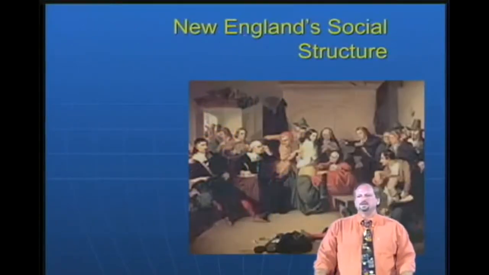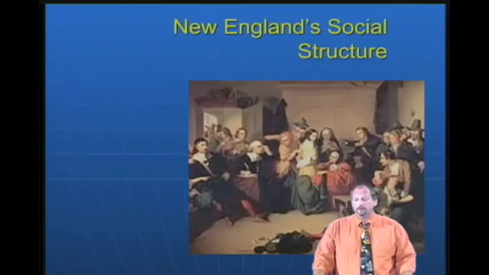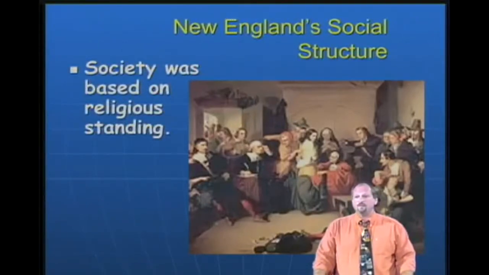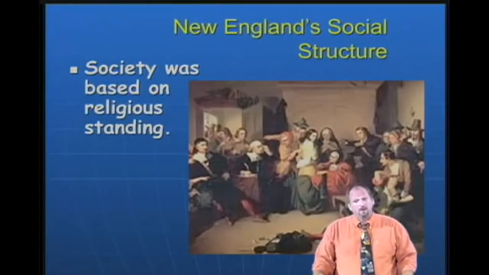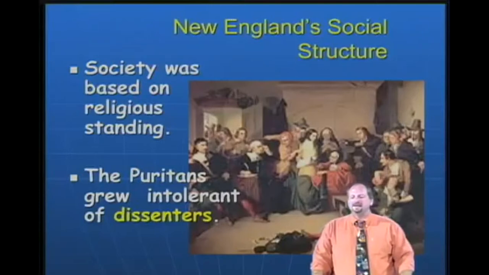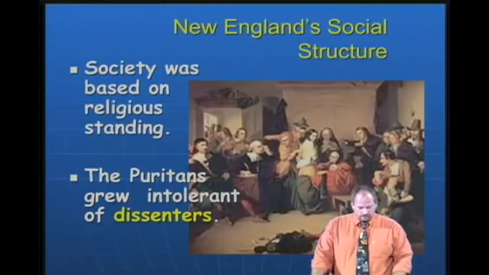When it came to New England's social structure, we've already mentioned that New England was settled by the Puritans who sought freedom from religious persecution. And therefore, their society was going to be based on religious standing. The higher you were in the church community, the higher you were in the community. The Puritans were intolerant. They did not like people who did not agree with them, and they certainly did not like those who dissented, that is, opposed their religious beliefs.